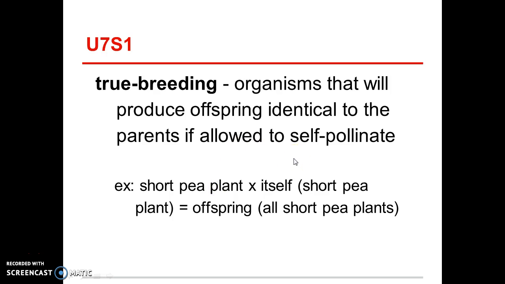True breeding are organisms that will produce offspring that are identical to the parents if they're allowed to, in a plant situation, self-pollinate. So if a short pea plant self-pollinates with itself, it's only going to have nothing but short. And so that's a true breeding situation. They're homozygous. Homozygous dominant or homozygous recessive, regardless, but they're homozygous. And that is it.